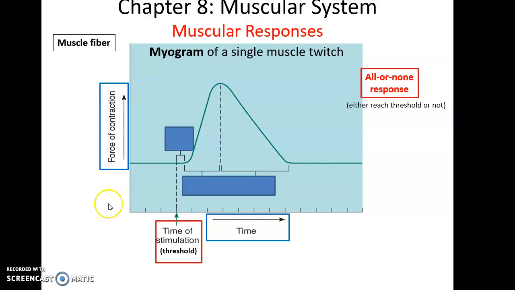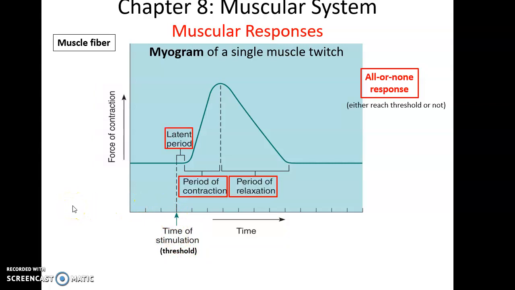And what we find is that for a single muscle twitch, you need a threshold to be reached. So basically what they do here is they would give an electric jolt to the muscle. And if the jolt isn't powerful enough, then nothing happens. However, if it is a strong enough electric jolt, then you reach threshold and you will get a muscle contraction.